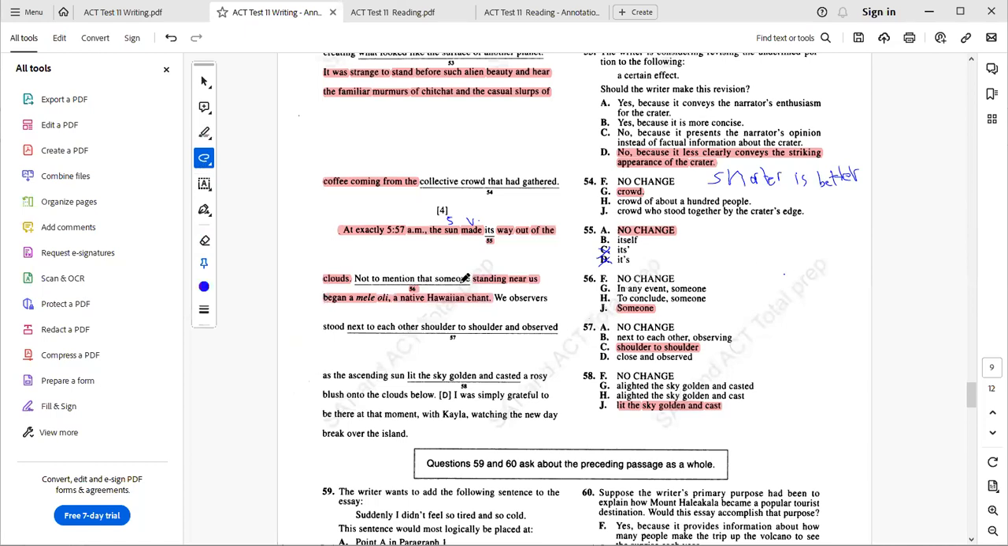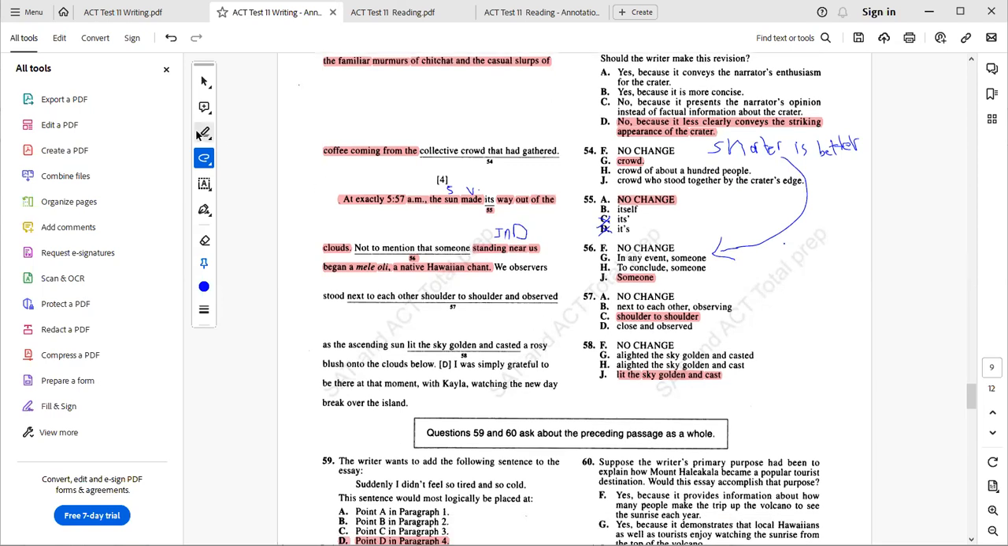Not to mention that someone standing near us began a meal oil and native Hawaiian chant. Okay. طبعا دي لازم تكون modifier. Not to mention that someone is standing near. كل ده modifier. بس برضو I'm gonna go to shorter is better. In any event, someone, but okay, the same. To conclude, someone standing near us began a meal oil. خلي بالك، بعديها modifier. جايه ليه قبلها كوما؟ لان المفروض كانت تيجي ورا someone. يبقى shorter is better again.